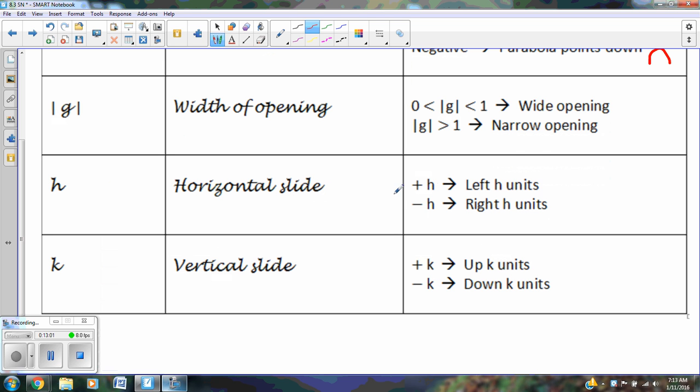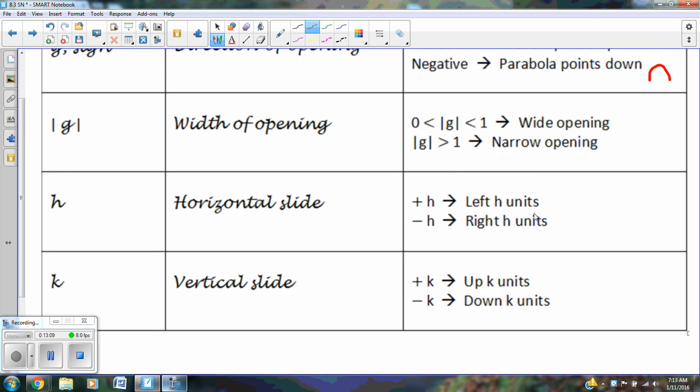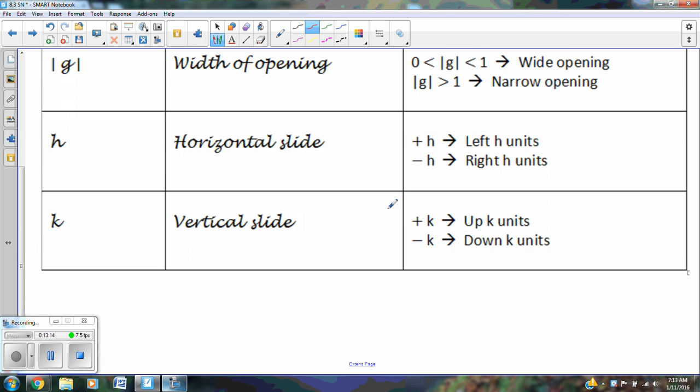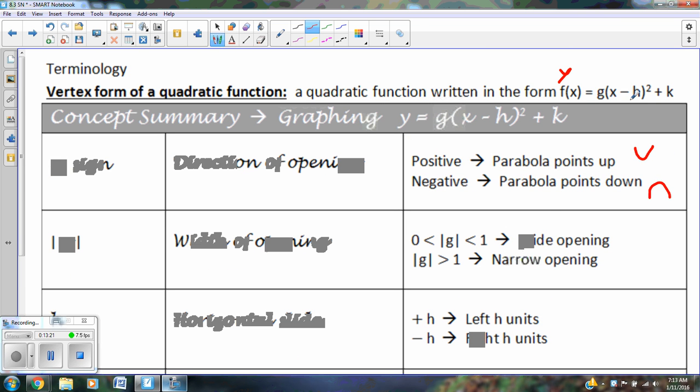h is our horizontal slide. So positive h is going to move left that many units. Minus h, or negative h, is going to move right that many units. So minus h right here. And k is our vertical slide. If we add k, we're going up that many units. If we subtract k, we're going down that many units. Now a trick in this form, when you have this minus h plus k, your vertex will be at the spot h, k. So when it's written in vertex form, h and k, that is your vertex. That is your starting point of the whole parabola.